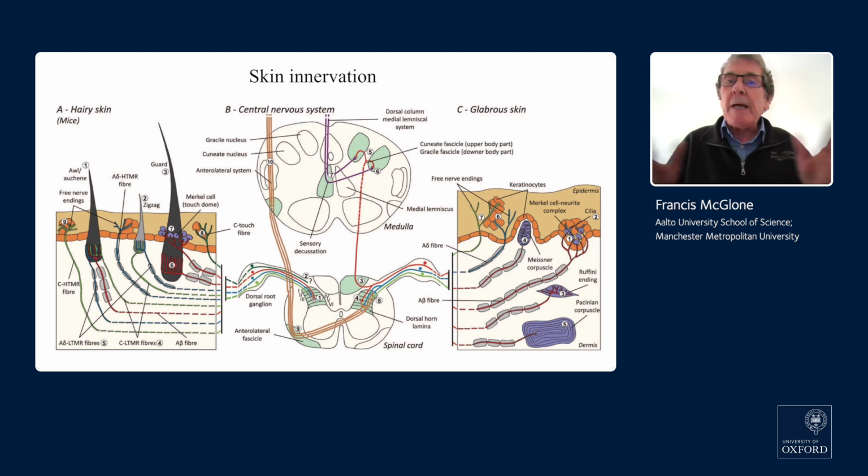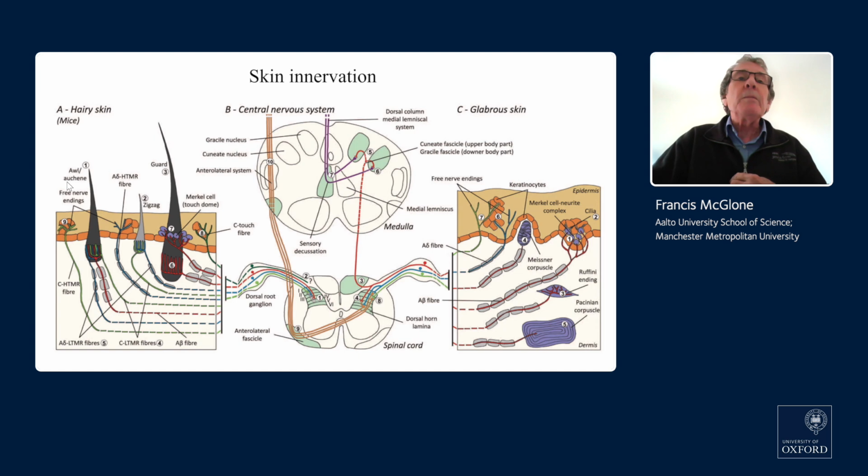A bit of basic anatomy from this rather complicated slide. We have two types of skin. Glabrous skin is basically the palms of your hands and the soles of your feet, and there are no hairs on those particular body parts. The rest of your body is covered in hairs. Even though you may not see them, these very fine down hairs are all over the body.